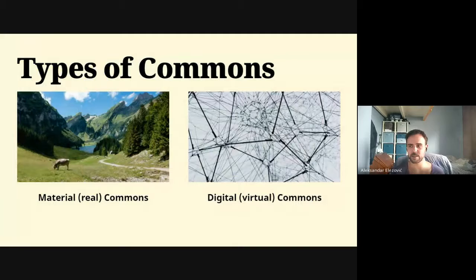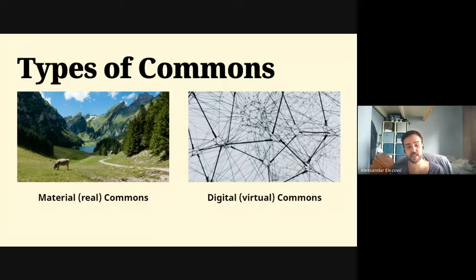First, what are commons? Commons are resources or goods that are available in nature, or in the digital space when it comes to digital commons, and we cannot easily exclude people from use of these resources. So, for example, material commons are pastures or fisheries, forests, and so on. Parts of nature that people use for usufruct, so to speak. They enjoy the fruits of nature without necessarily having to do anything to create them.